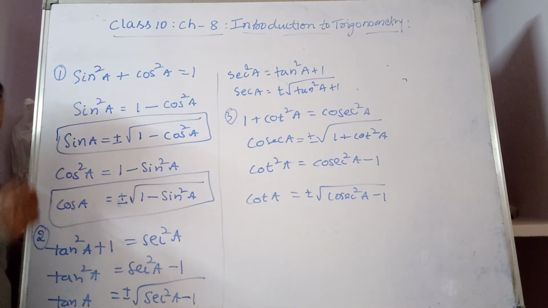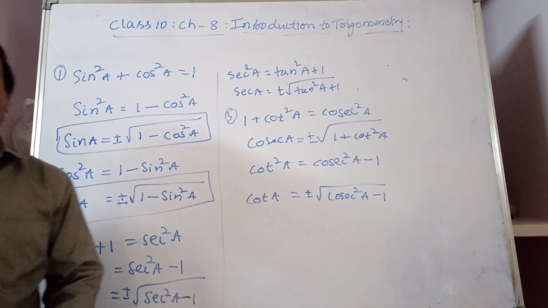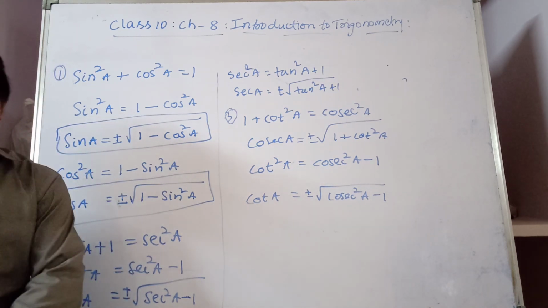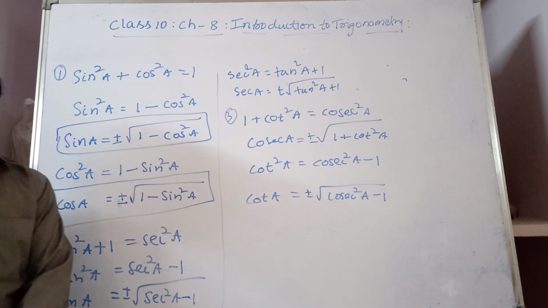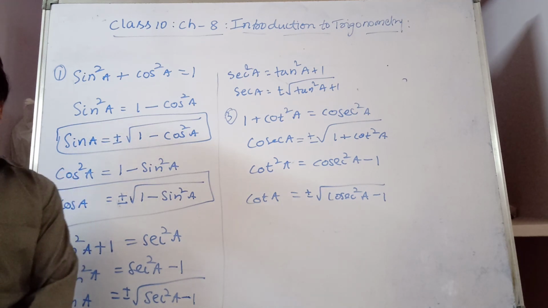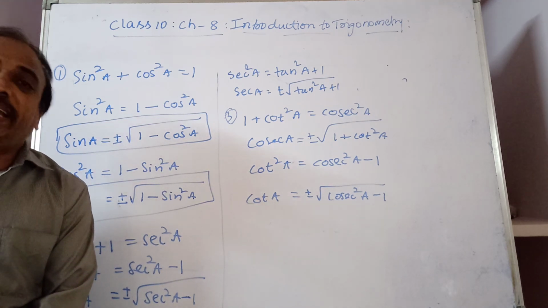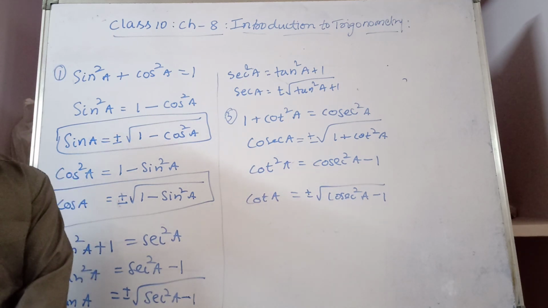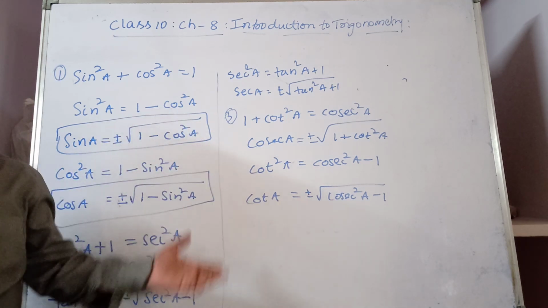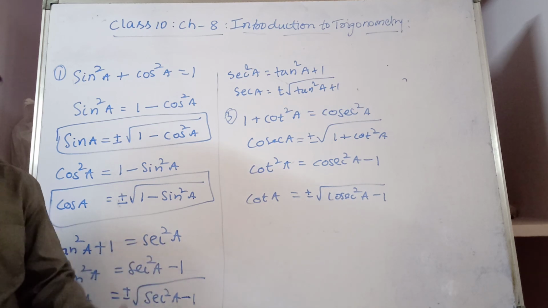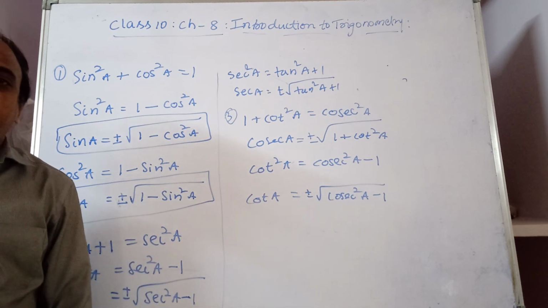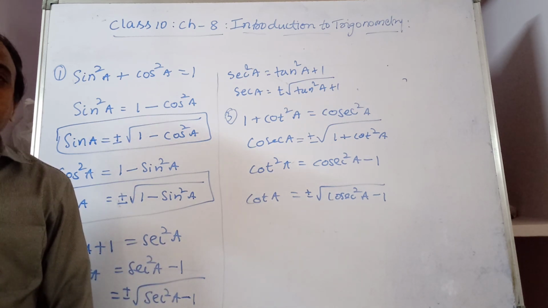So this is about trigonometric identities. I hope you understood today's discussion, what we have done in the class, that is trigonometric ratios of identities. So practice these identities and get ready for the next class. I hope you understood what we have discussed in today's session.